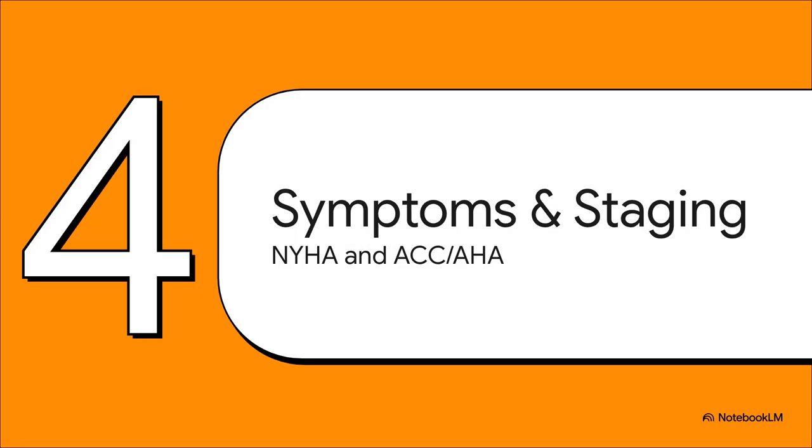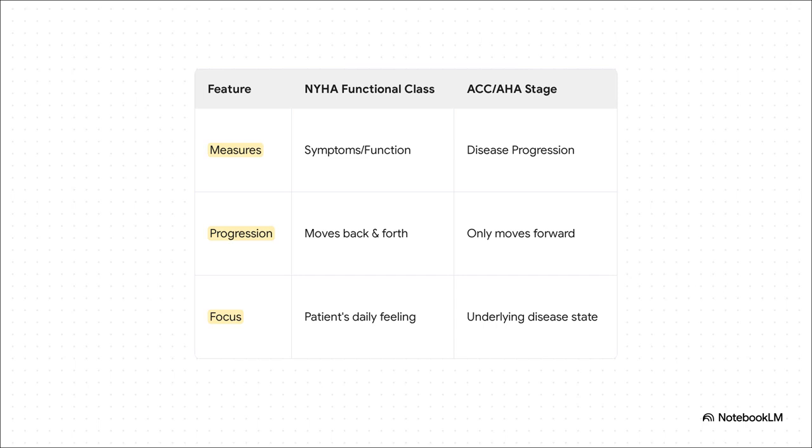So look, LVEF gets us our main category, but that's just the beginning of the story. To really get a full picture of the patient's experience and how their disease is progressing, we need to add a couple more layers to our classification. These two systems give us really different but equally important information. Think of the NYHA class, the New York Heart Association class, as a snapshot of how the patient feels day to day. It can get better, it can get worse. But the ACC/AHA stage, that tells the long-term story of the heart's structure. And that story only moves in one direction: forward.